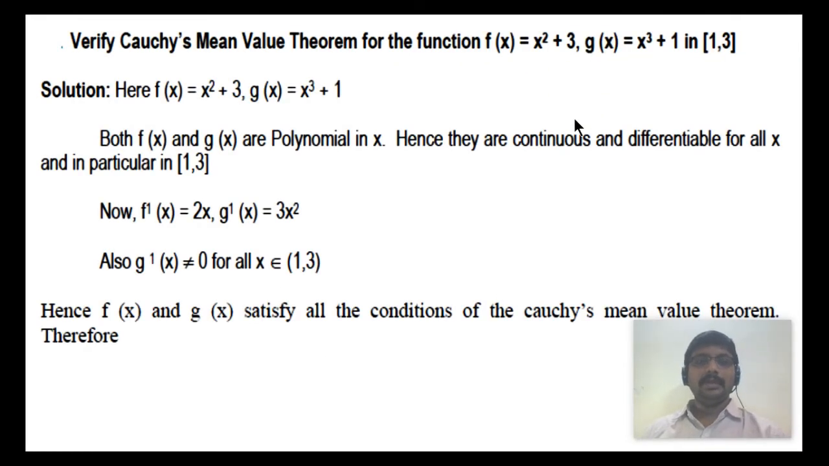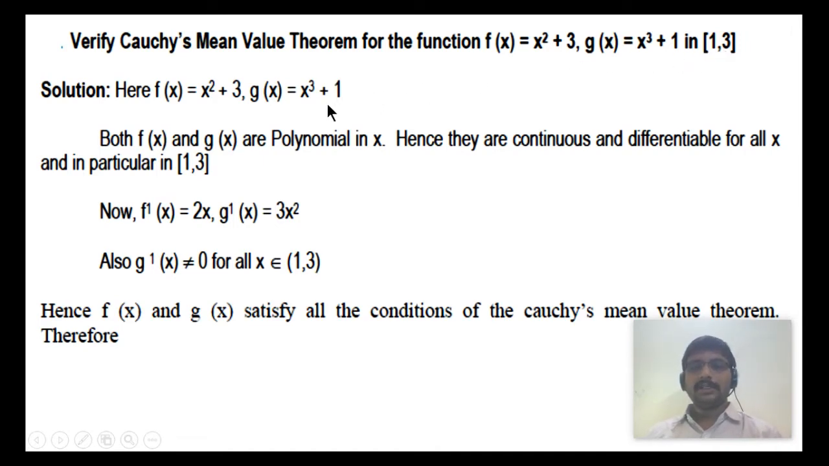Now applications of Cauchy's mean value theorem. The problem is: verify Cauchy's mean value theorem for the function f(x) is x square plus 3 and g(x) is x square plus 1 in closed interval [1, 3].